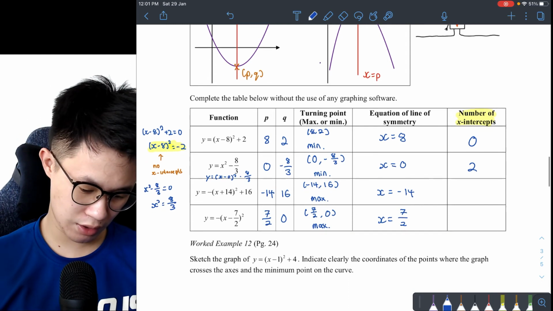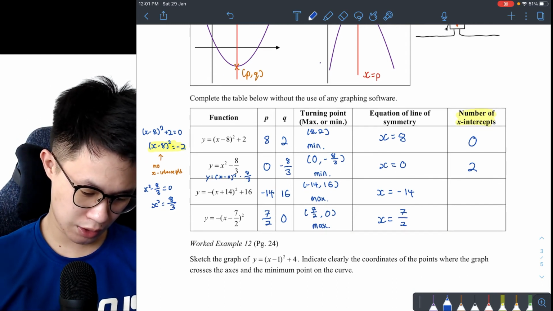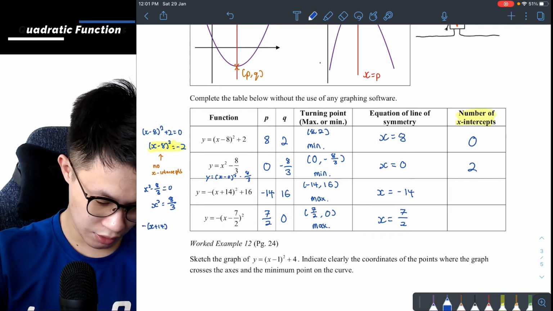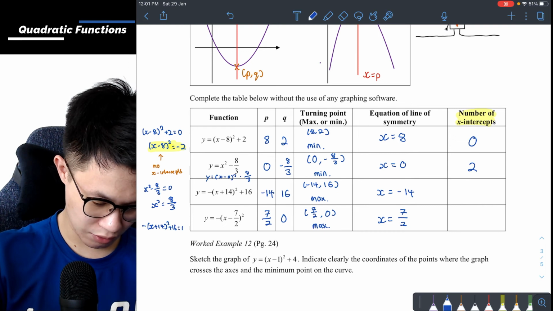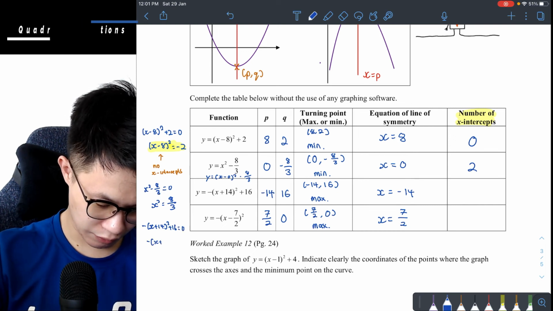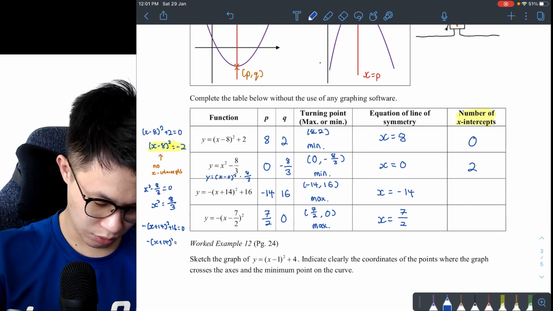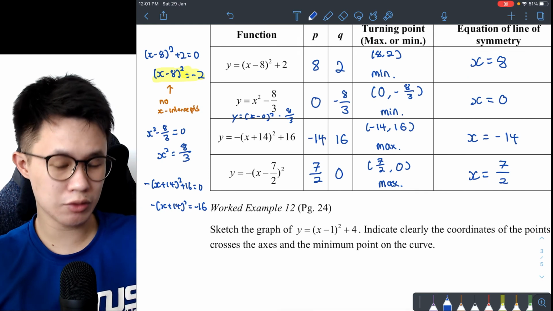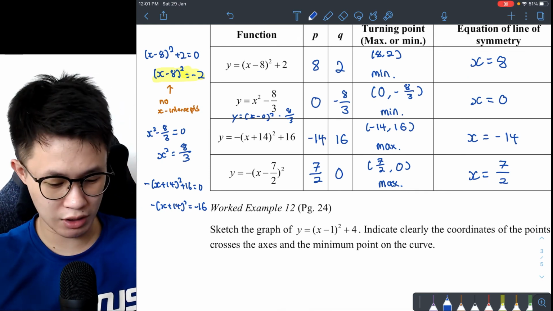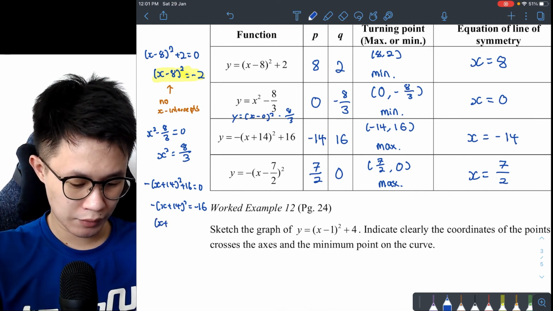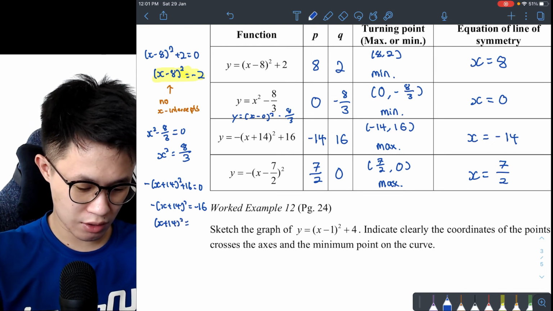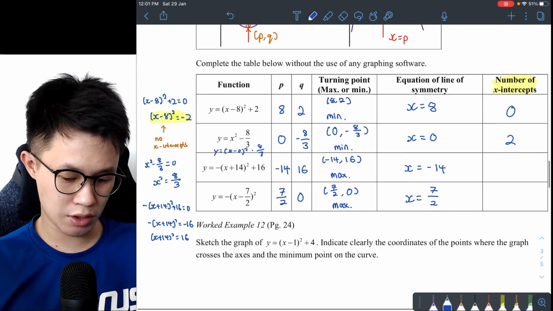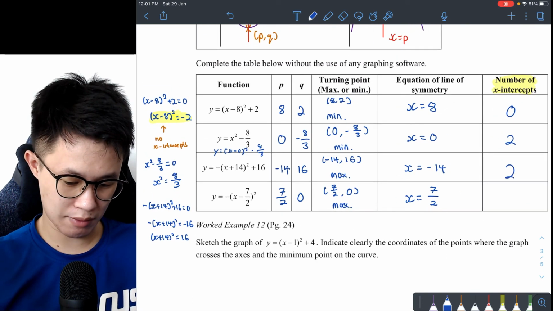Next we have this over here. We have negative (x plus 14) squared plus 16 equals 0. So we have (x plus 14) squared equals 16 after moving terms across. You might say you cannot square root it, so confirm zero intercepts. That's not true. There's a negative sign on both sides, so this is equal to 16, and you can square root it. When you can square root it, it means you will have two solutions. So you have two x-intercepts here as well.